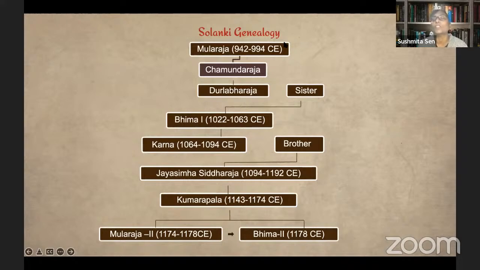So here I've put a genealogy of the Solanki dynasty. So Mula Raja was the founder. He was followed by Chamunda Raja, Durlava Raja, who ruled for a very short period. And then Durlava Raja's nephew came to power. From here, from Bhima, we see the rise of their power happening, their prestige. They reached their pinnacle during the time of Jayasimha Siddharaja and even Kumarapala. Then it started declining slowly during the time of Mula Raja and Bhima too.